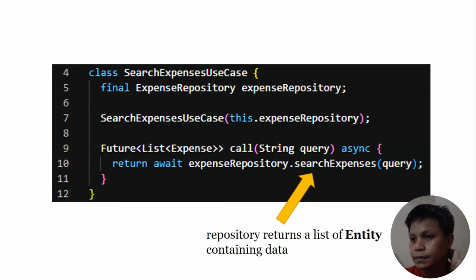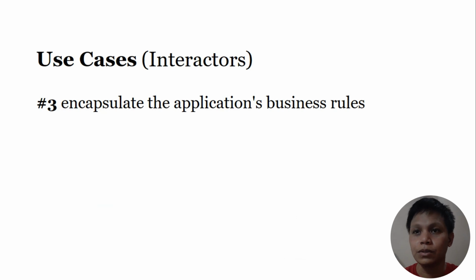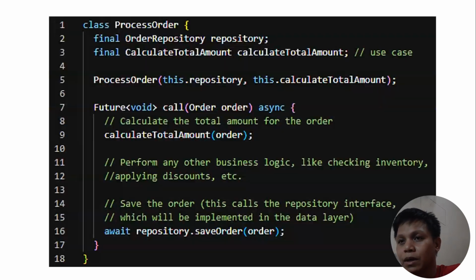And the third one is it will also encapsulate the application's business rules. So, when I say business rules, ano yung mga rules? Ano yung mga do's and don'ts? Or like, for example, sa e-commerce, kung may discount, what's gonna happen? How much ba yung discount niya? Anyway, we have an example right here. E-commerce na example. Let's say, process order na use case. So, let's focus right here sa line 7 to 17, call na method.